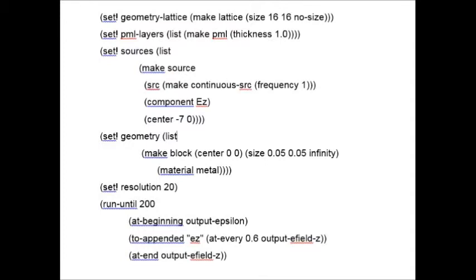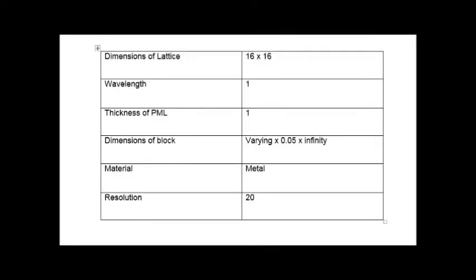This is a sample Meep code which simulates the scattering of a wave of wavelength 1 in Meep units by an obstacle of dimensions 0.5 cross 0.5 cross infinity. Finally, this is the table which specifies the dimensions which help us to study the effect of scattering of light by an obstacle.